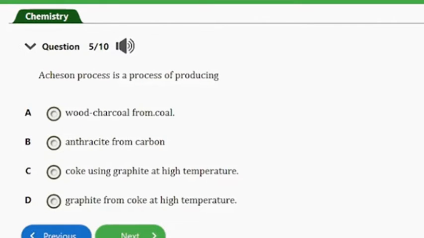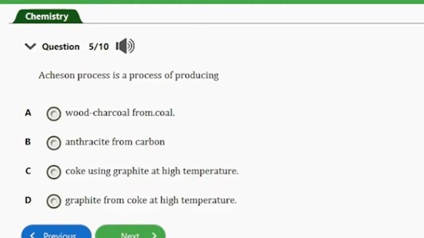Question number 5 here. It says, Acheson process is a process of producing A, wood charcoal from coal. B, anthracite from carbon. C, coke using graphite at high temperature. D, graphite from coke at high temperature. So guys, the answer to this question is option D.